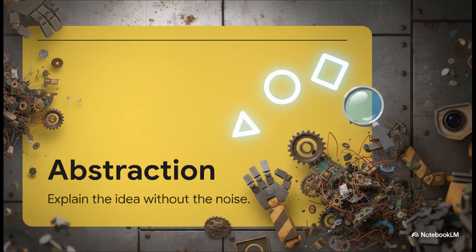So this whole idea of zooming out, well, it has an official name. It's called abstraction. And the definition is so simple, but it's incredibly powerful. It's just explain the idea without all the noise. It's really the art of intentionally ignoring certain details. You're hiding the complexity on purpose so that the main core concept can actually shine through. And honestly, that's the entire secret right there.